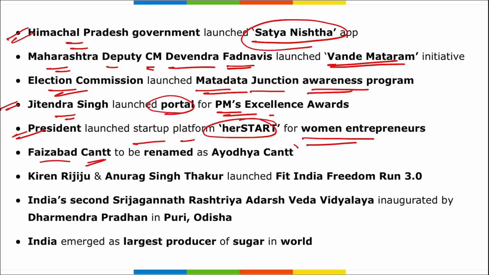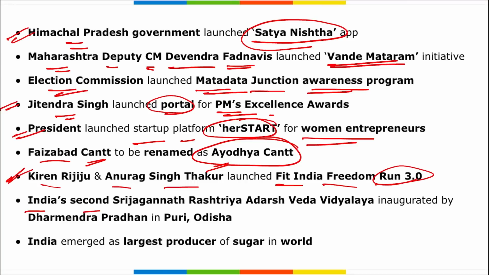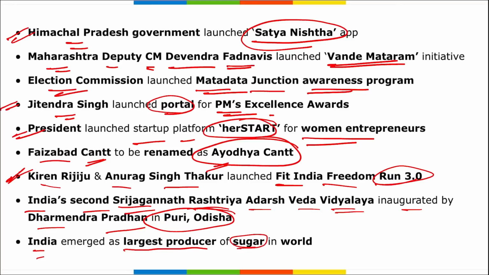Faizabad Kent to be renamed as Ayodhya Kent. I repeat, Faizabad Kent to be renamed as Ayodhya Kent. Kiran Rijiju and Anurag Singh Thakur has launched Fit India Freedom Run 3.0. Mark this. India's second Shri Jagannath Rashtriya Adarsh Veda Vidyalaya to be inaugurated by Dharmendra Pradhan ji in Puri, Odisha. And India emerged as the largest producer of sugar in the world. Mark this also.